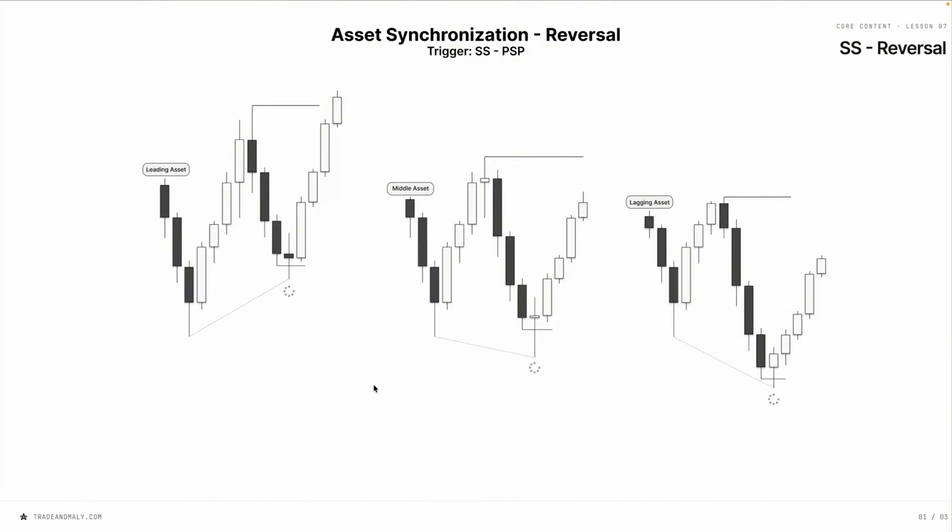So firstly, let's go over the strength switch PSP. So it's just like any two-stage SMT where you have an SMT with the key level and you have a PSP, but it is a strength switch. So how is it a strength switch? Well, look here. This asset, by not taking out the low, right, the asset that is creating the failure swing SMT, is showing strength, right? These assets are showing weakness over here because it's taking out the low. But the confirmation, the two-stage confirmation, being a PSP, is now showing weakness by this closure here.